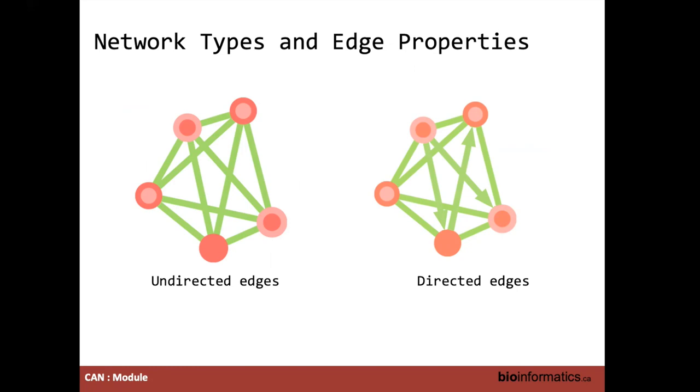And then on the right, we have the directed edge. This is the kind of connection found in metabolic signaling or maybe gene regulation networks. And there's a clear flow of information from one node to the next.